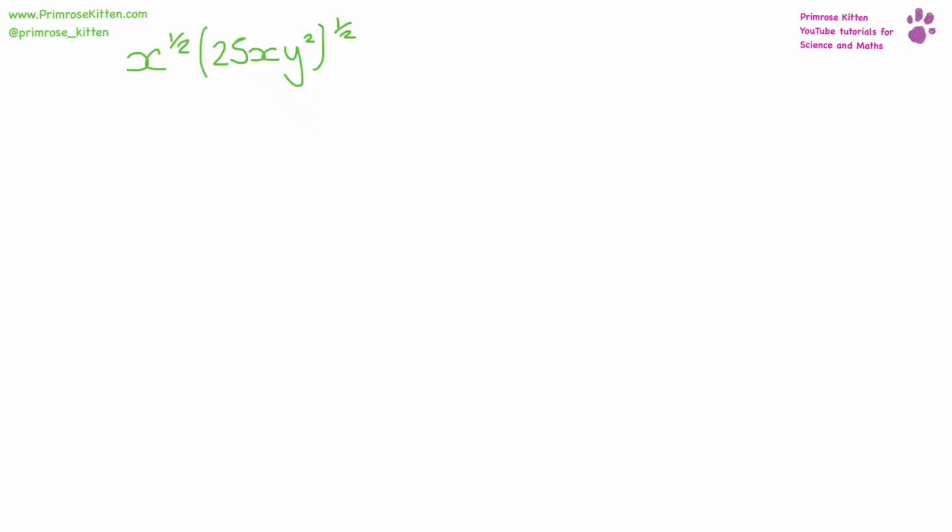Simplify x to the half, open brackets, 25x y squared, close brackets, to the power of a half. First thing I'm going to do is sort out the brackets. So I'm going to keep my x to the half. 25 to the power of a half is 5. x to the power of a half is x to the half. y squared to the power of a half is just y. Now I'm going to multiply out the brackets. So I have 5. x to the power of half times x to the power of half is x, y.